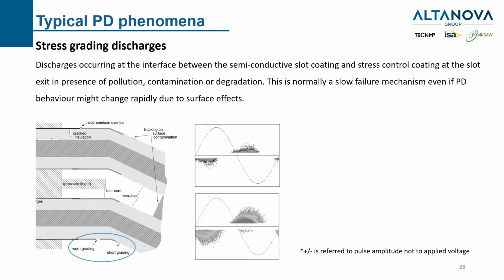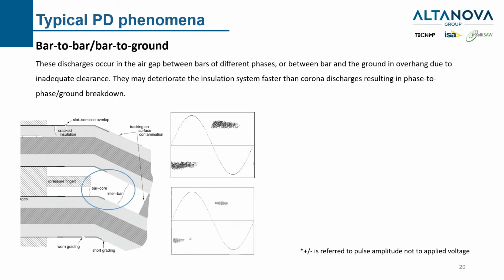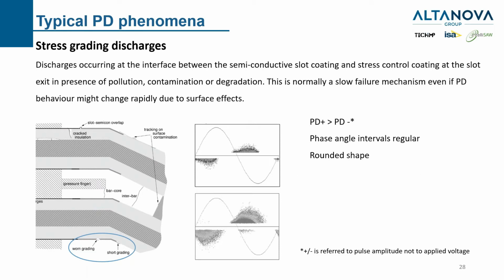Another phenomenon we have normally is the stress gradient discharges. So we are talking about the portion of the generator where the bars come out from the stator core and have a bending, and we have some stress gradient taping to decrease the electrical field. We have normally a higher positive PD with respect to the negative PD pulses. We have a quite regular phase angle interval. The shape of the pattern is more rounded compared to what we've seen until now. And they are very easy to find in air-cooled turbo generators, for example.